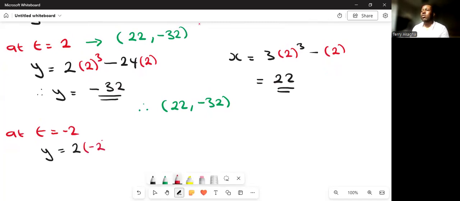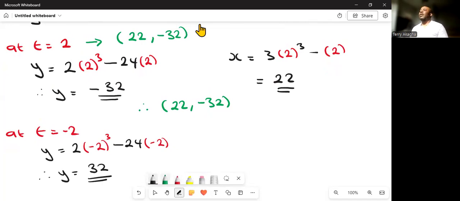So you have minus 2, then all 3 minus what? 24. And you then also have what? Minus 2. Okay. And when you press your calculator for that, your y is going to be equal to what? 32.